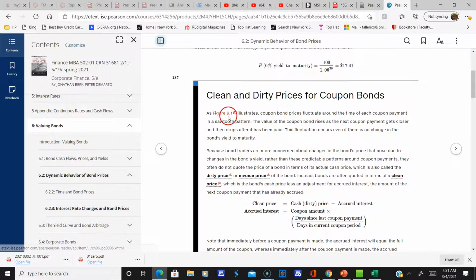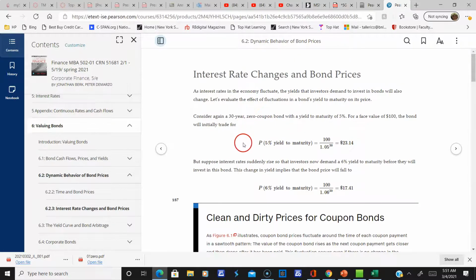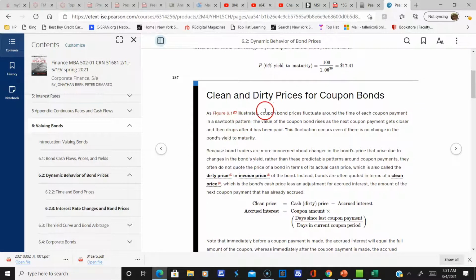Going back to figure 6.1, the sawtooth graph we looked at, bond prices fluctuate around the time of each coupon payment in a sawtooth pattern. The value of the coupon bond rises as the next coupon payment gets closer, and then drops after it has been paid. This fluctuation occurs even if there is no change in the bond's yield to maturity.